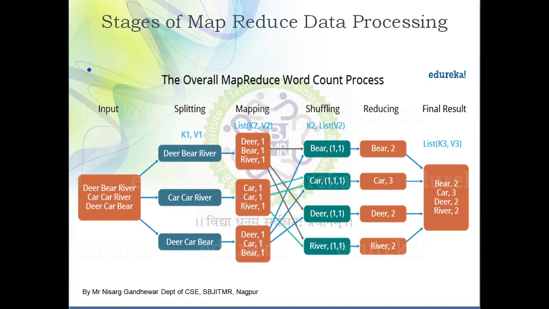So I hope you understand the role of Apache Flume and Apache Sqoop. They are used for extracting structured data as well as unstructured data from multiple sources and storing it into HDFS. So I hope you understand all this topic.